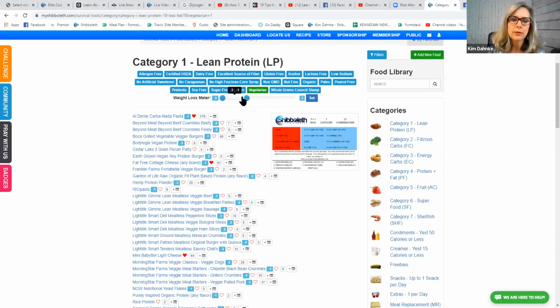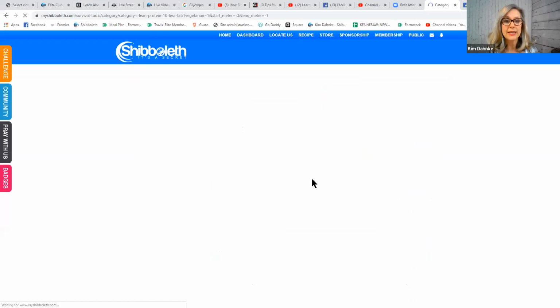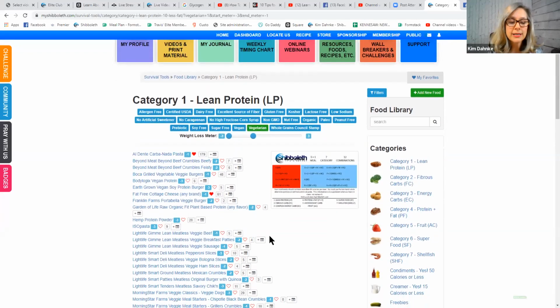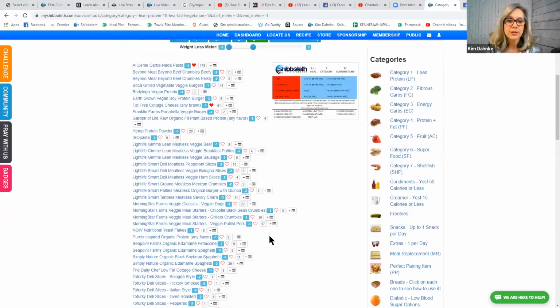Then when you get the little range there, your ratio -1 to -3, you're going to hit the set button. And what it's going to do is it's only going to bring up, now I've got vegetarian chosen, okay, but it's going to bring up things that are in the -1 to -3 range. And if you like this one here, you heart it. See, this says 179 other people have also said they like that carbonara pasta.